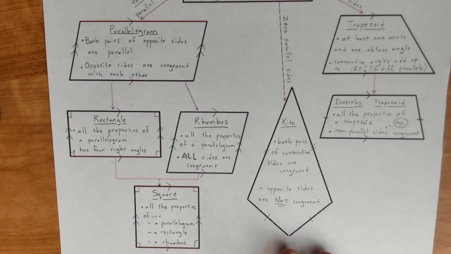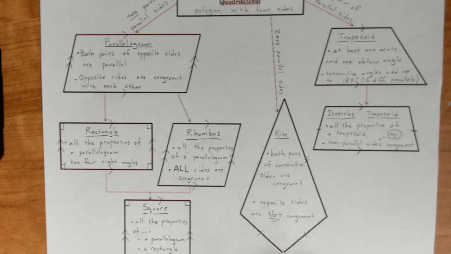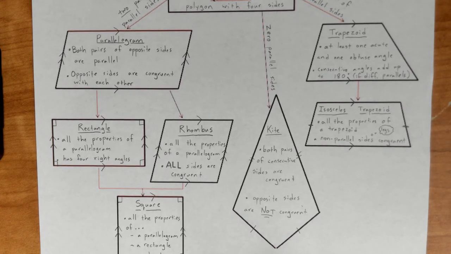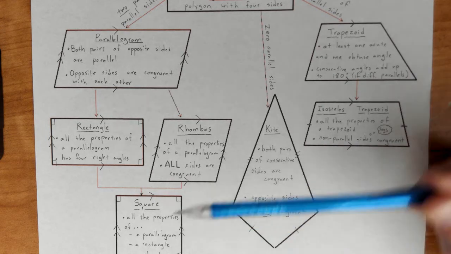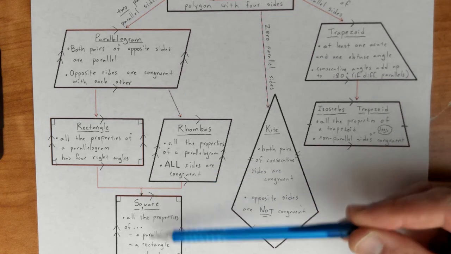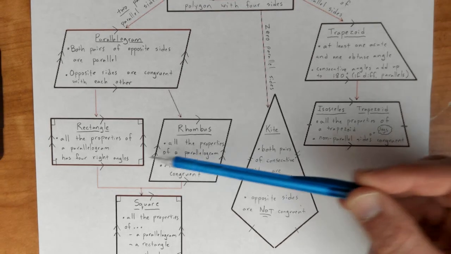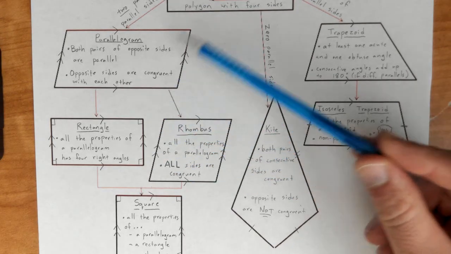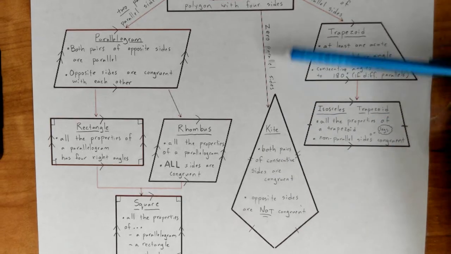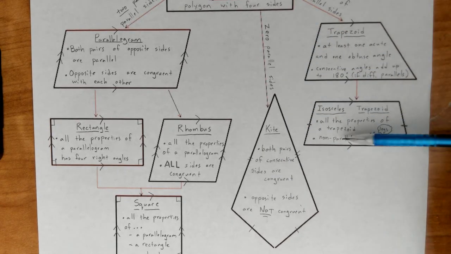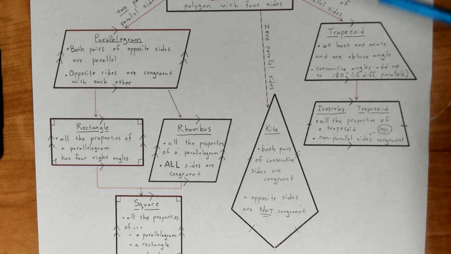Now, I can't quite get the entire thing on the whole page or on the screen at the same time, but when you go up from the bottom, if you have a square, that means your square is also this, it's also this, it's also this, and it's also this. A kite is also this. An isosceles trapezoid is also a trapezoid, is also a quadrilateral.